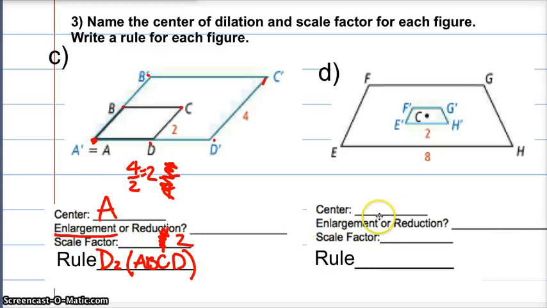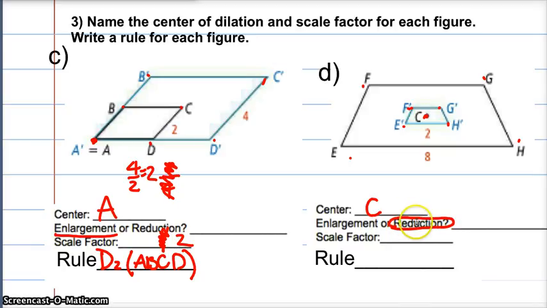Over here, letter D. Center is this point C, which is why it's kind of capital, it's in the center. I don't know what its ordered pair is. Is it an enlargement or reduction? E, F, G, H is out here. E prime, F prime, G prime, and H prime is significantly smaller, so this one was a reduction.